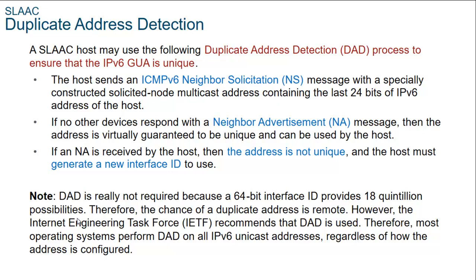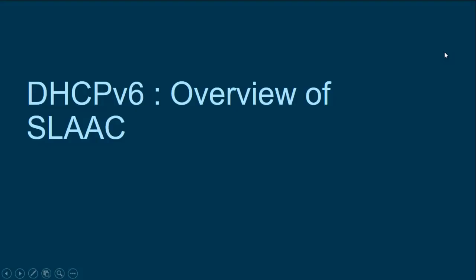One thing to note though, that is really not required because a 64-bit interface ID provides 18 quintillion possibilities. Therefore, the chance of a duplicate address is remote. However, the IETF recommends that DAD is used. Therefore, most operating systems perform DAD on all IPv6 unicast addresses regardless of how the address is configured. That is the end of the overview of SLAAC. In the next lesson, we will look at how DHCPv6 is done. Until the next lesson, goodbye.